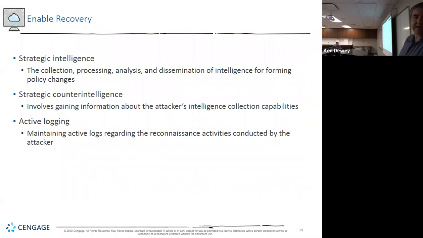Recovery is the collection, processing, analysis, and dissemination of intelligence for forming policy changes. Okay, logging, log everything so you can recover it. NTFS, New Technology File System, has an excellent logging system in it. So if your files get corrupted, you can recover them.